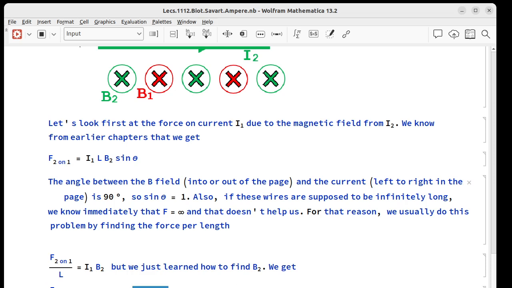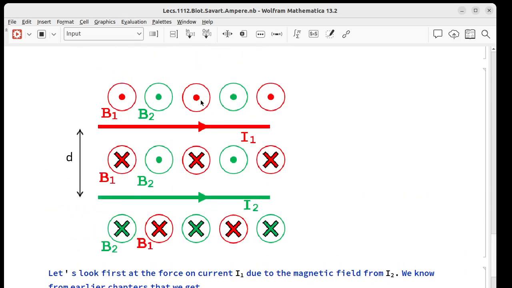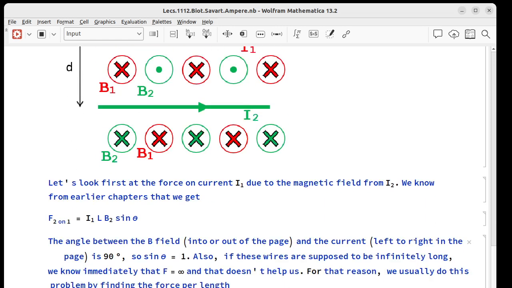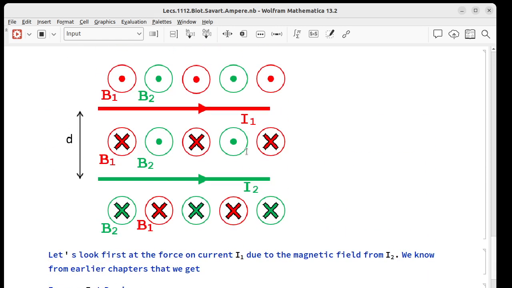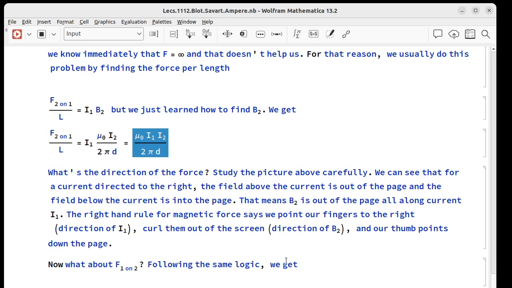What's the direction of the force? Here we have to study this figure carefully. If we look at this, the B2 field is coming out of the page. I1 is going to the right. So you have to take the fingers of your right hand, point them to the right, and then curl them out of the page. If you do this, you'll notice your thumb points down. So this I1 is being pulled down towards I2.